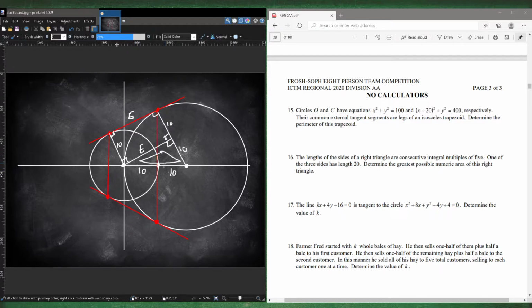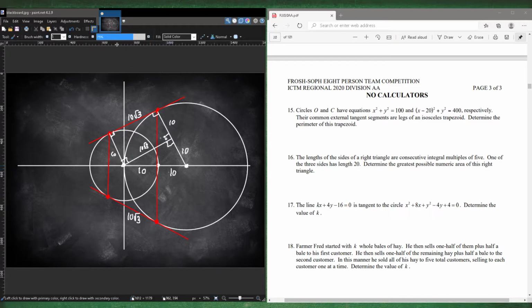So now we use the Pythagorean theorem. 10 plus 10 is 20. So 20 squared equals 10 squared plus E squared. That's 400 minus 100, which is 300. The square root of 300 is 10 square root 3. So that's the length of our external tangent. Okay, let's label that again: 10, 10, 10 square root 3, 10 square root 3, and 10 square root 3.